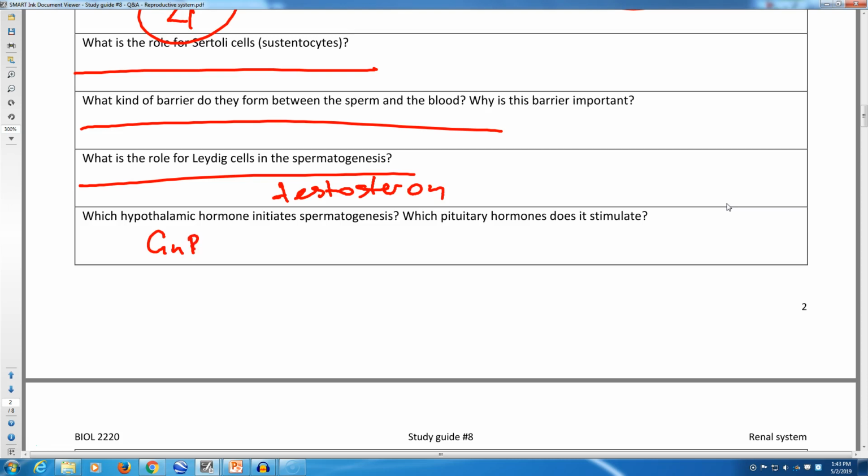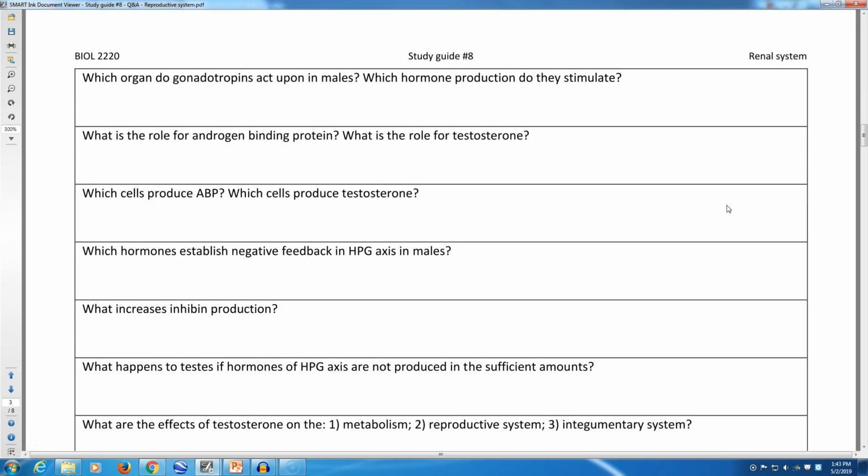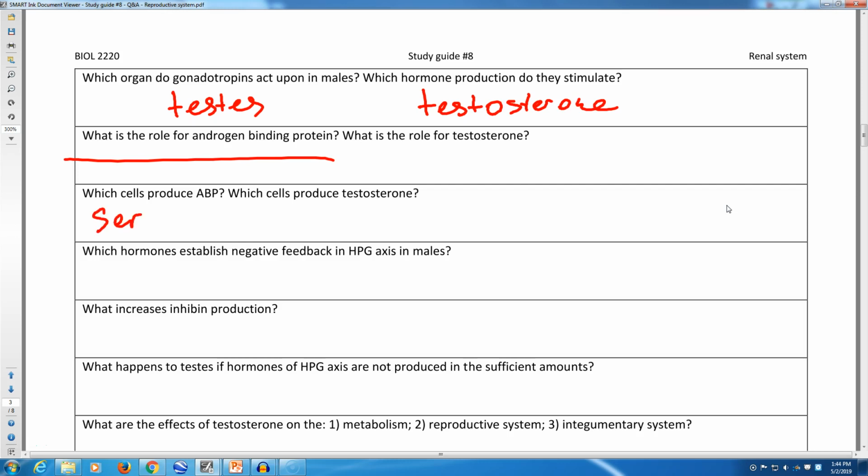The hypothalamic hormone that initiates spermatogenesis is GnRH. It stimulates follicle-stimulating and luteinizing hormones. Gonadotropins act on testes, and they stimulate production of testosterone. Androgen-binding protein binds testosterone. Androgen-binding protein is produced by Sertoli cells. The Leydig cells produce testosterone.